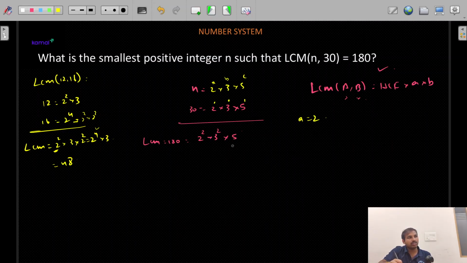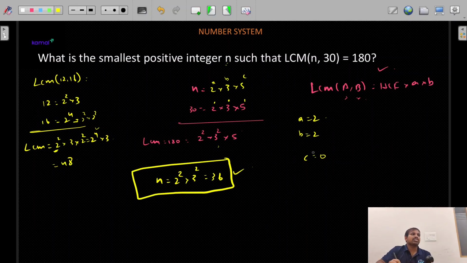Which means the value of A is 2 here. Similarly, it happens for B. Only when B equals 2, my LCM will have 3 with power 2. And C can be 1 or 0. But since I want to find the smallest value of n, I am considering C as 0. Because the highest power of 5, which is 1 here, I am considering it as coming only from 30, not from n, since I want the smallest value. So now n is nothing but 2 square into 3 square, which is 36.